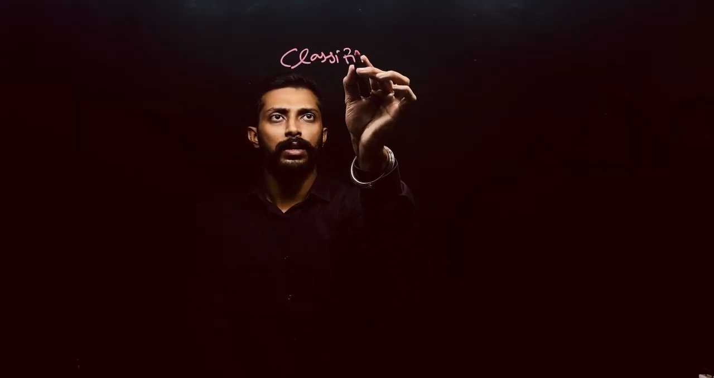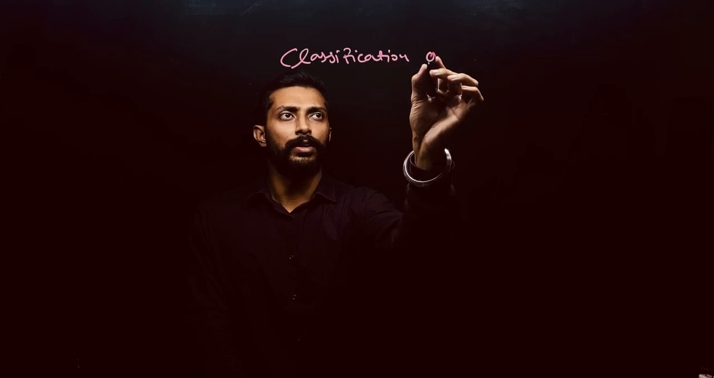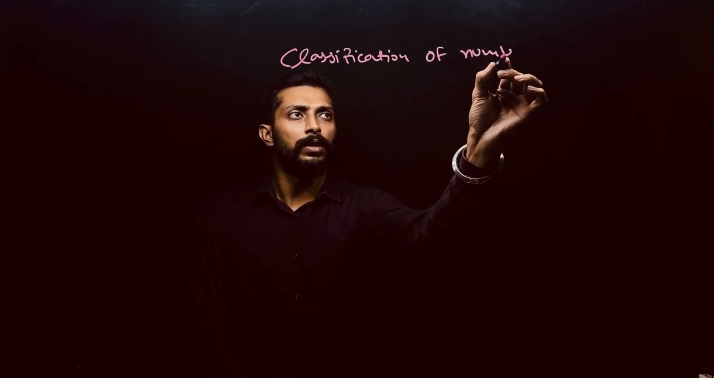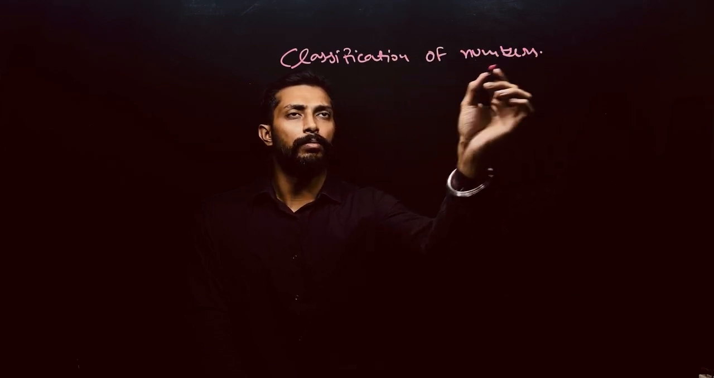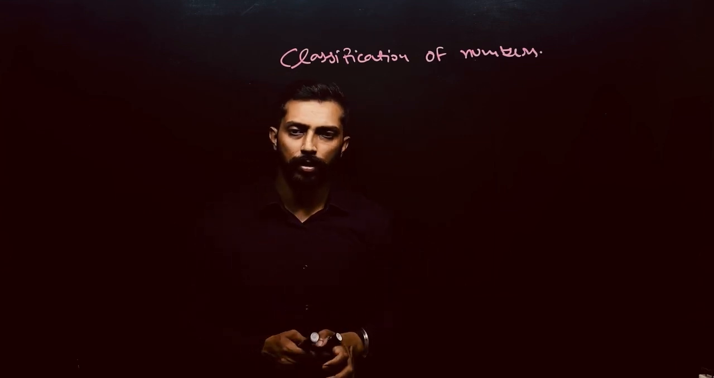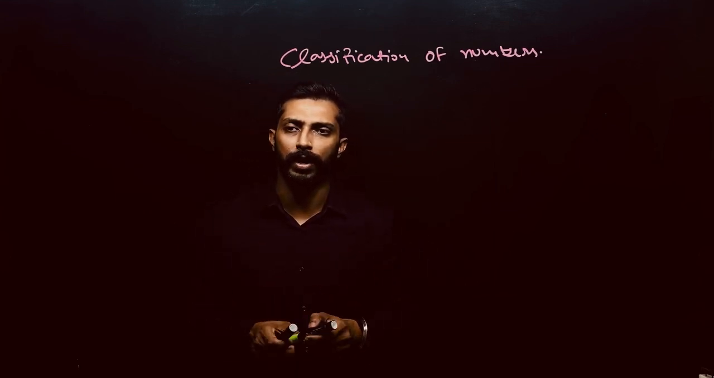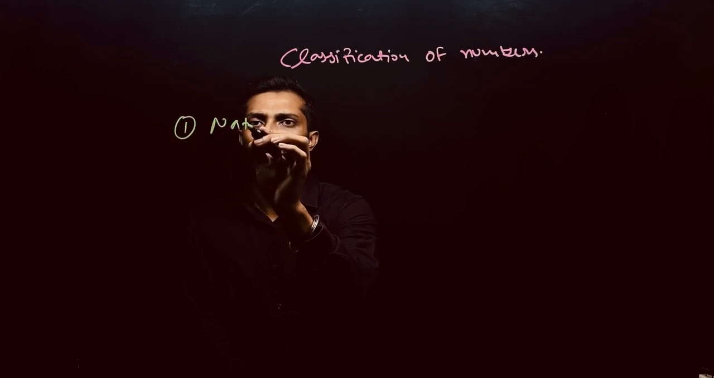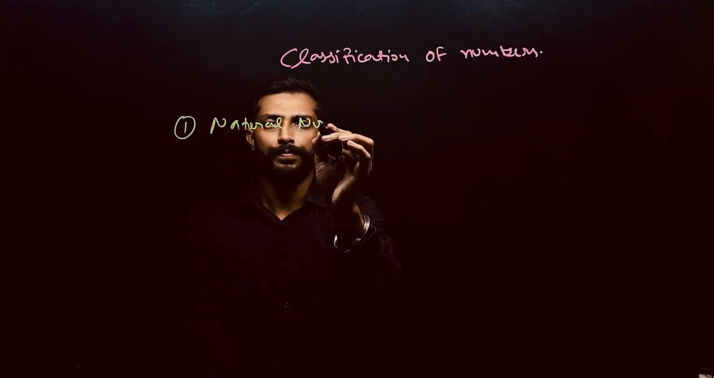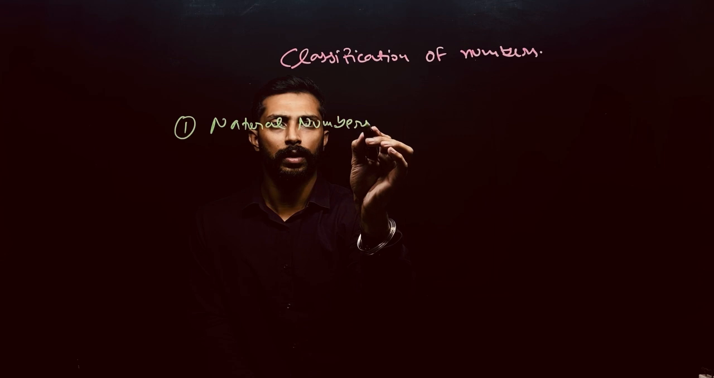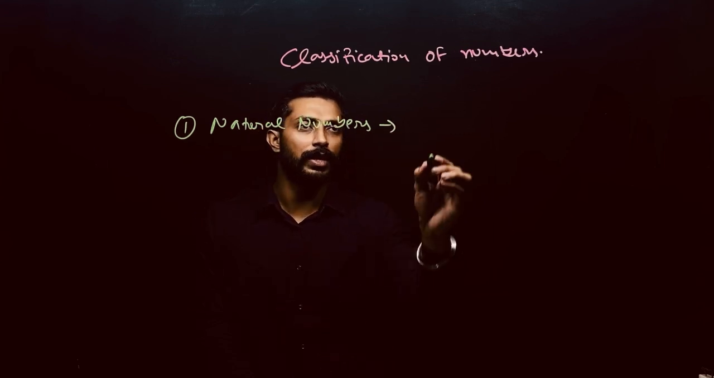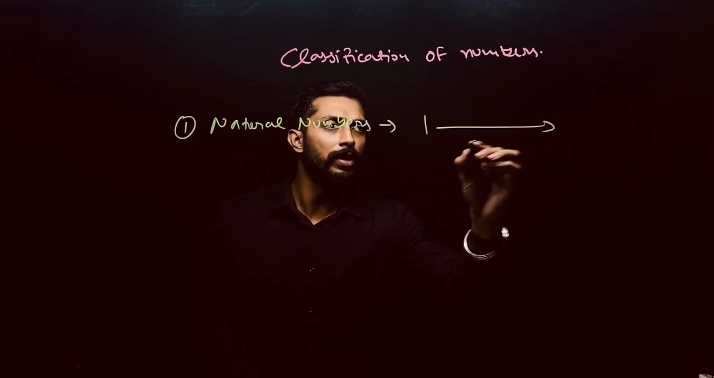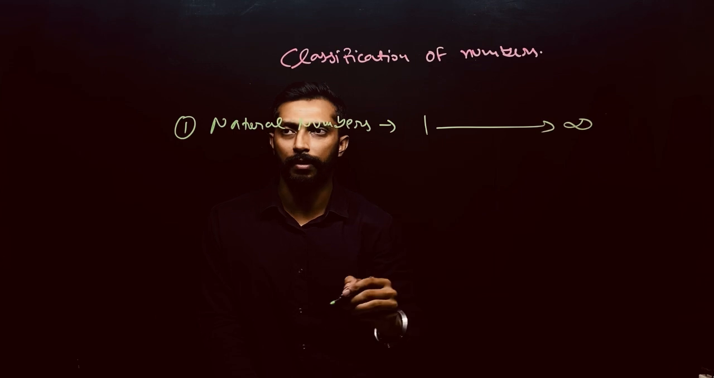Okay, now we will discuss the classification of numbers. So, in the number system, first we will discuss the natural numbers. Natural numbers are those starting from 1 and going to infinity.